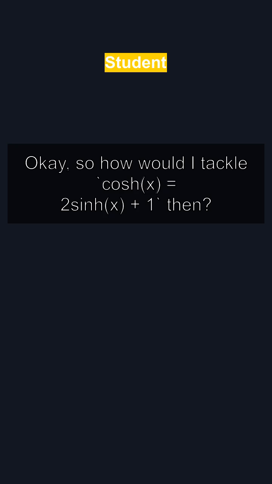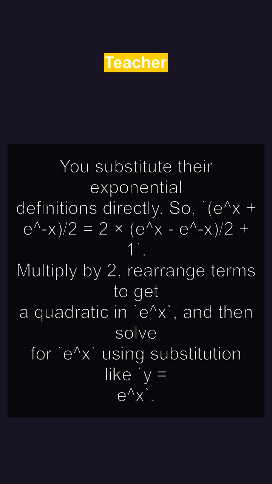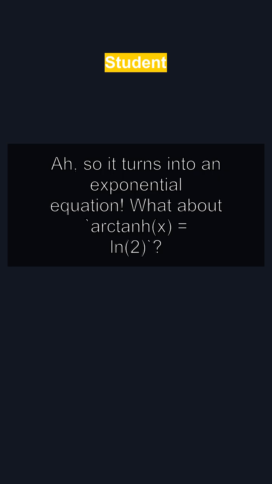Okay, so how would I tackle cosh x equals 2 sinh x plus 1 then? You substitute their exponential definitions directly. So, (e^x + e^(-x))/2 equals 2 * (e^x - e^(-x))/2 plus 1. Multiply by 2, rearrange terms to get a quadratic in e^x, and then solve for e^x using substitution like y equals e^x. So it turns into an exponential equation.